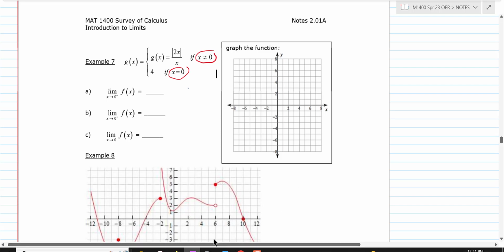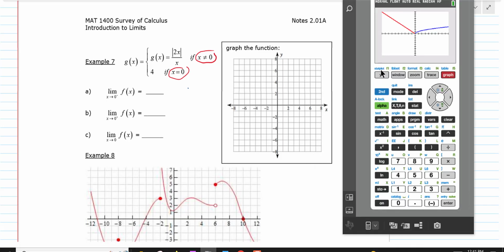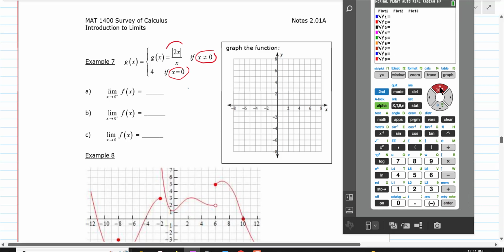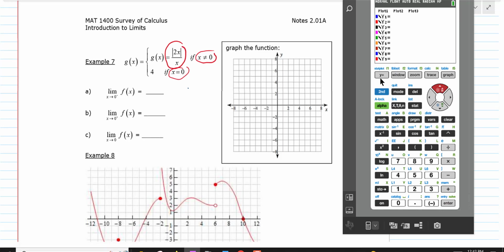So let's do this on the calculator. We're only going to graph the first thing. I did this same function, I think, in the previous class. What I want you to do is put this in your calculator right now in Y1. You have to go to math, number, ABS, for absolute value. Then put in the 2x. Make sure you're outside of the absolute value, and then divide by x.